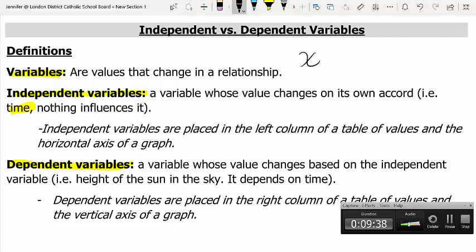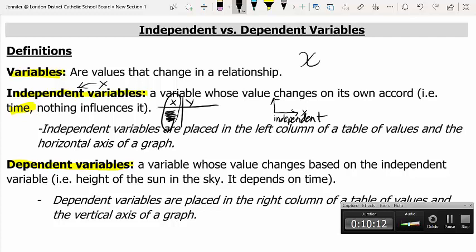Independent variables are always on the left column of a table of values. So here's a table of values. The independent variables are always on the left column, so they're always the x values. Likewise, independent variables are always on the horizontal part of the graph, which is the x-axis. So when you think of the word independent variable, think of x.